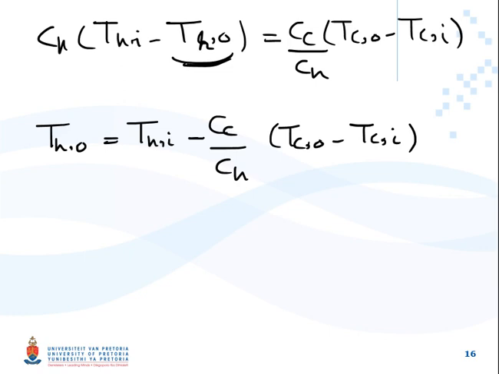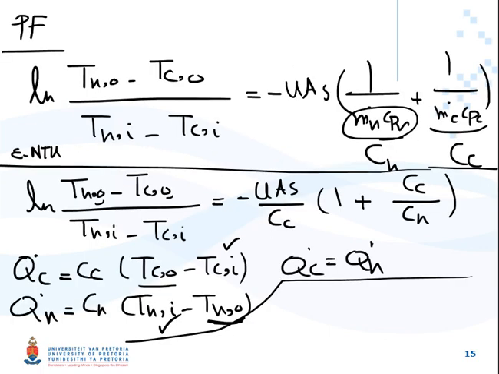Why? Because I don't have it, but I defined this outlet temperature of the hot fluid based on the inlet temperature of the hot fluid, the inlet temperature of the cold fluid, and the outlet temperature of the cold fluid, and based on the heat capacity rate of the cold fluid and the heat capacity rate of the hot fluid. So this came out of the equation now. Let's replace the outlet temperature of the hot fluid here. We just replace that expression with this one and see what we are going to get.